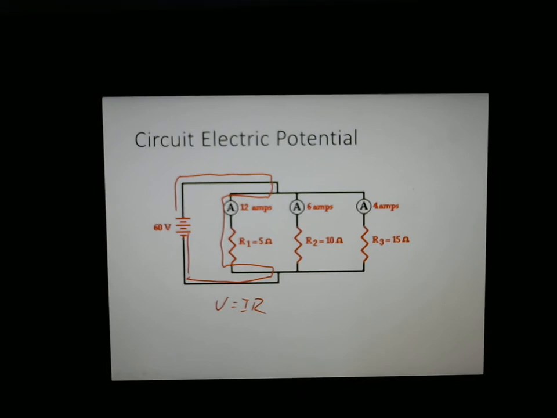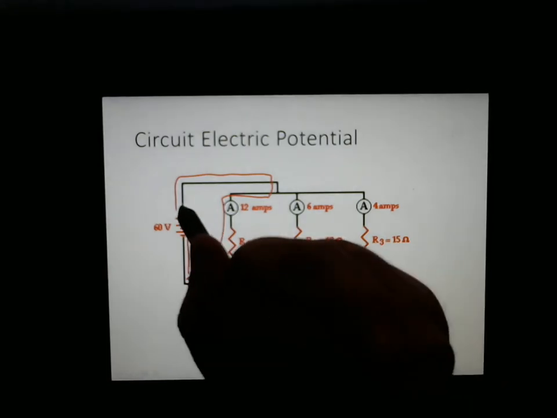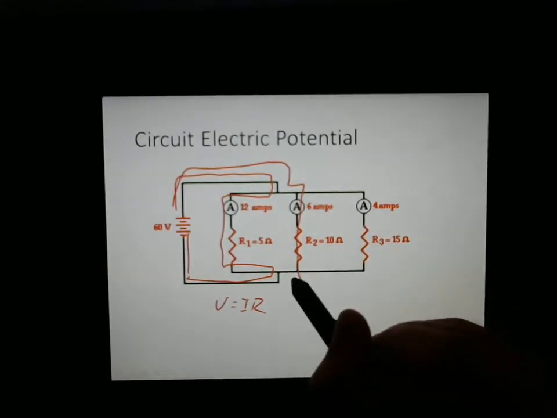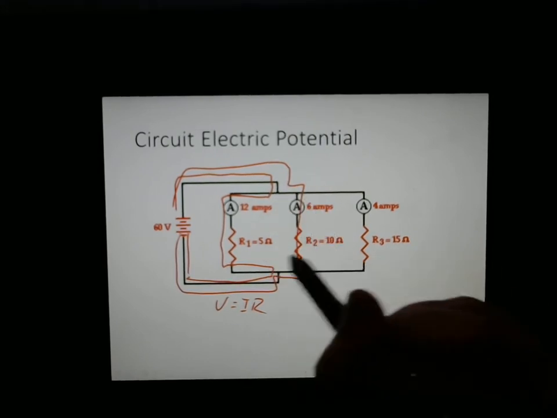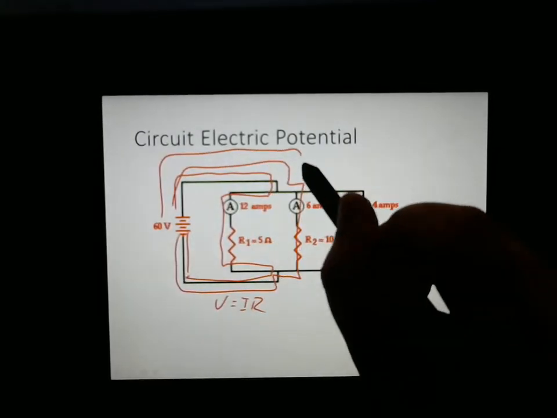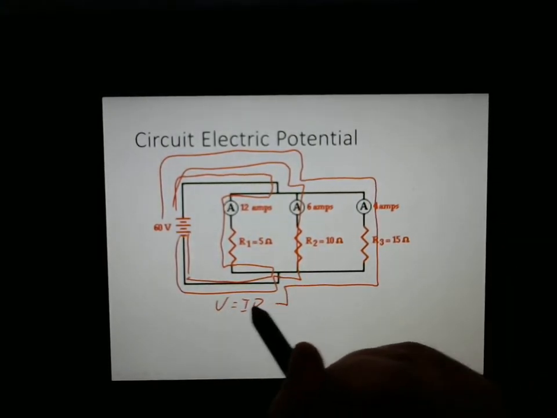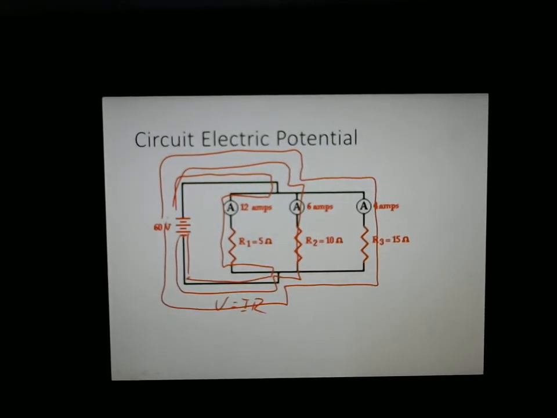Kirchhoff's voltage law says that any one closed loop will allow us to know the sum of voltages, and that will be 0. My second loop here, so there's my second loop and my third loop. A loop is just one closed path.